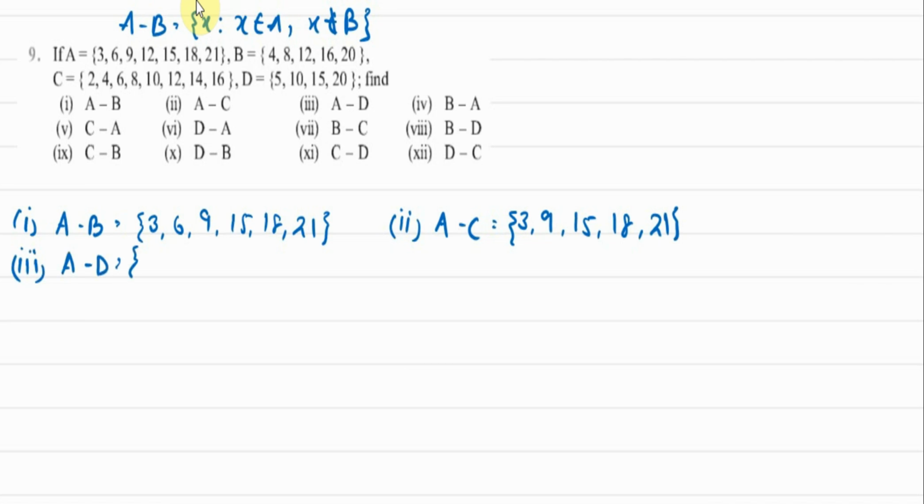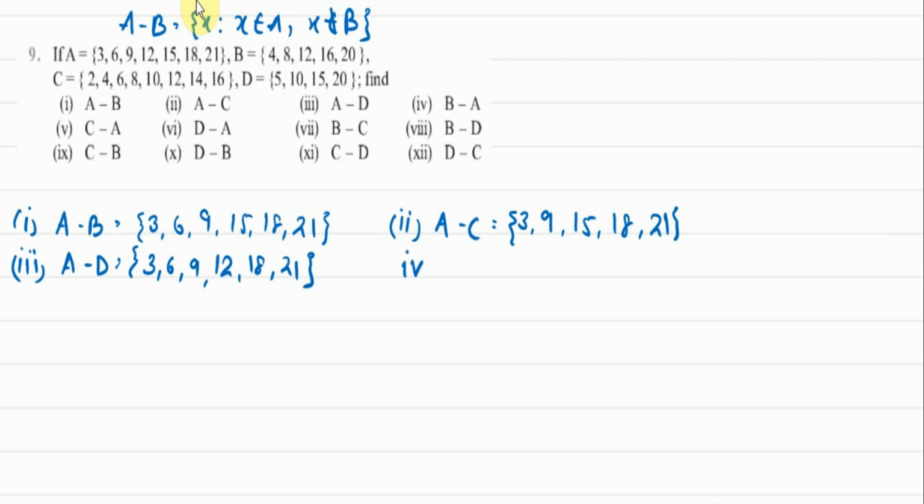That means we have to write down elements which are present only in A, not in D. So these elements will be 3, 6, 9, 12, 18 and 21. Now these elements are only present in A, they are not present in D. D has only 5, 10, 15, 20. So other than these elements, all the elements from set A will be A minus D.